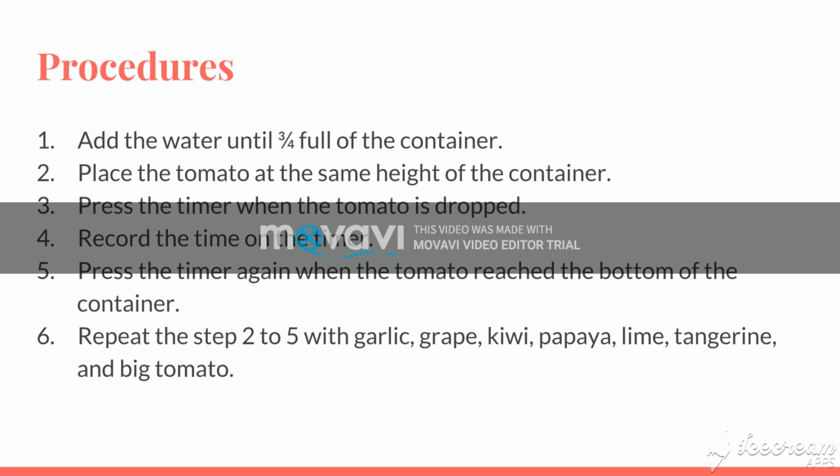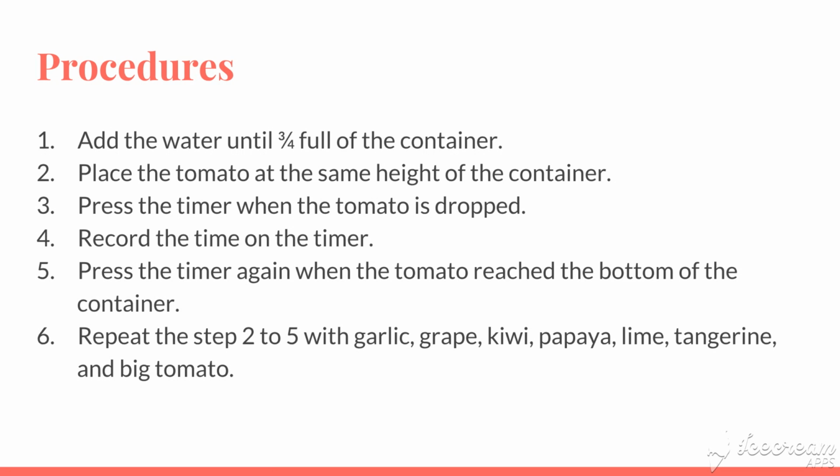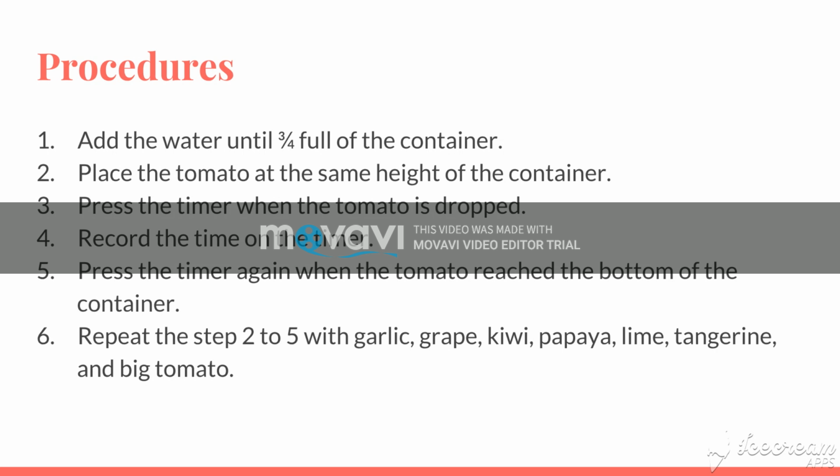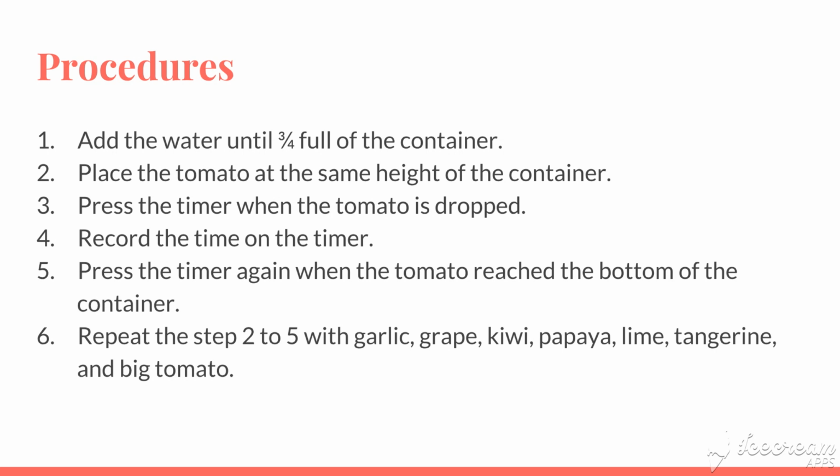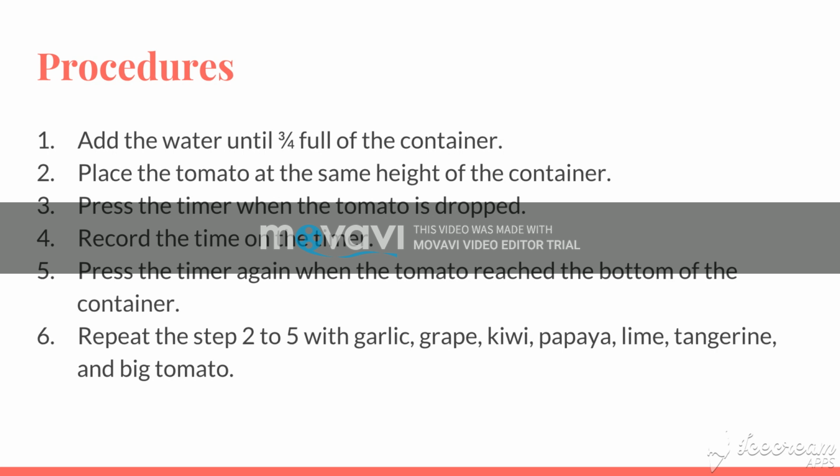Here are the procedures. First, add the water until the container is 3/4 full. Second, place the tomato at the same height as the container. Third, press the timer when the tomato is dropped. Fourth, record the time on your phone, your timer or your PC. Fifth, press the timer again when the tomato reaches the bottom of the container. Sixth, repeat steps 2 to 5 with garlic, grape, kiwi, papaya, lime, tangerine, and big tomato.